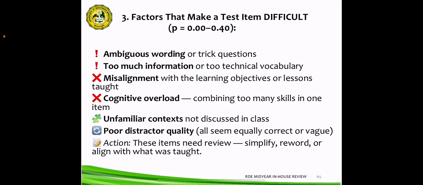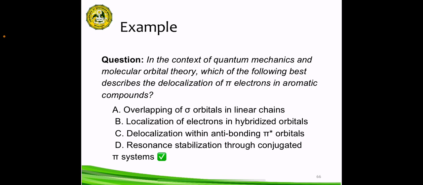And the action we need to do is these items need review, simplify, reword, or align with what was taught. This is the example of a difficult question. In the context of quantum mechanics and molecular orbital theory, which of the following best describes the localization of the electrons in aromatic compounds?